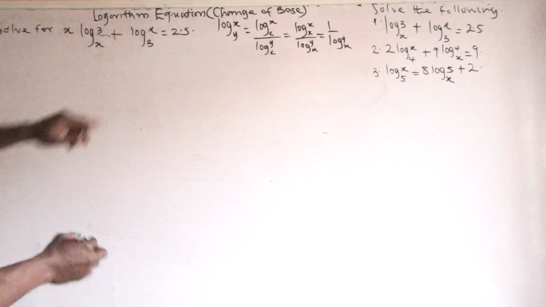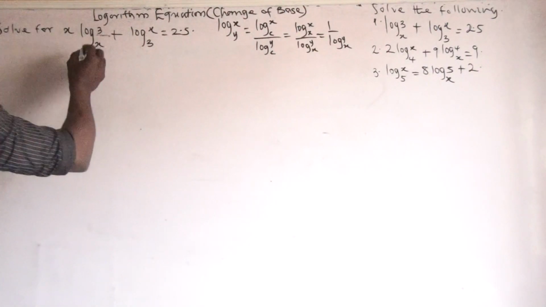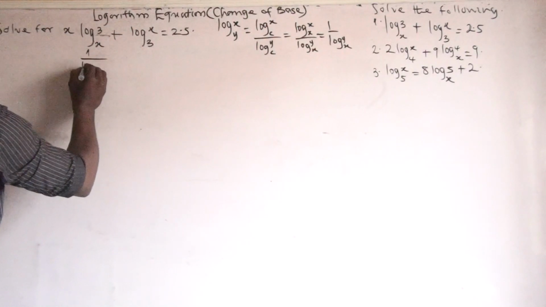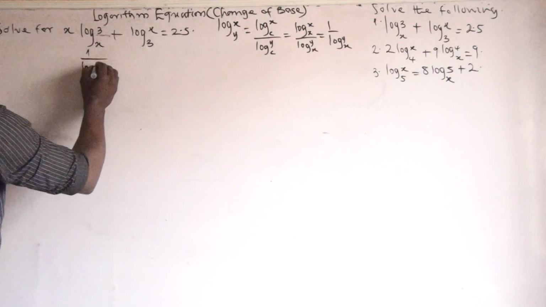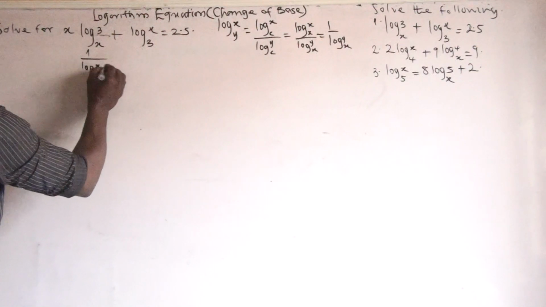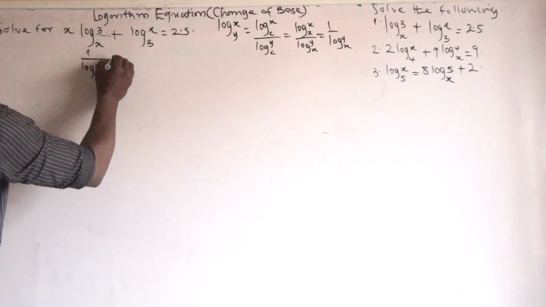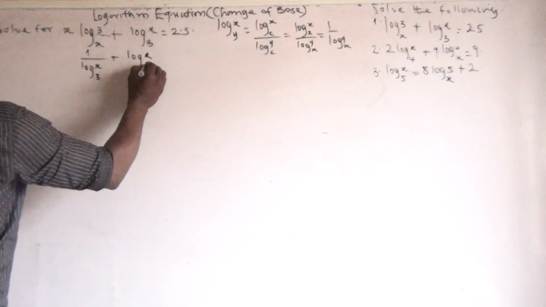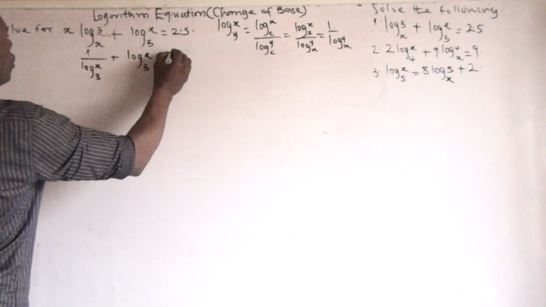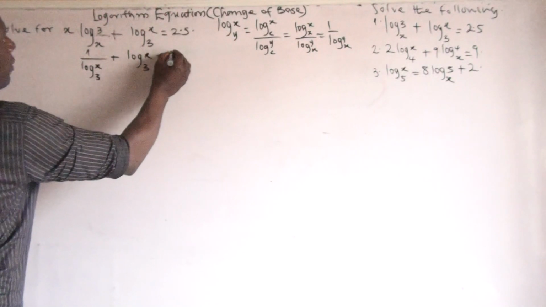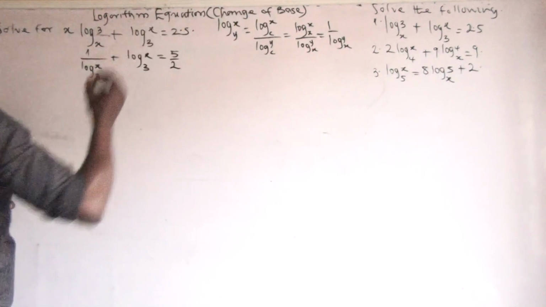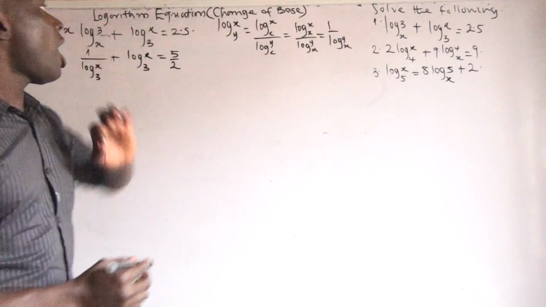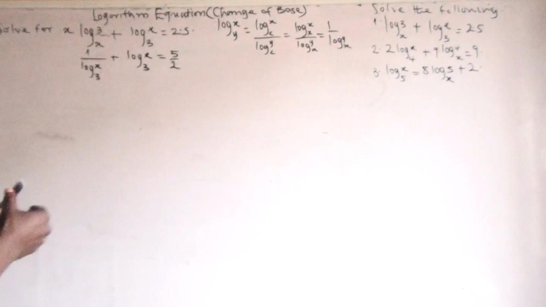So similarly we apply the same thing here, because we want to change this one to base 3. This transformation will become 1 over log x base 3, plus log x base 3, is equal to 2.5, which simply means 5 over 2. So that's what we've just done here. This is change of base, and we have shown that in our previous class.